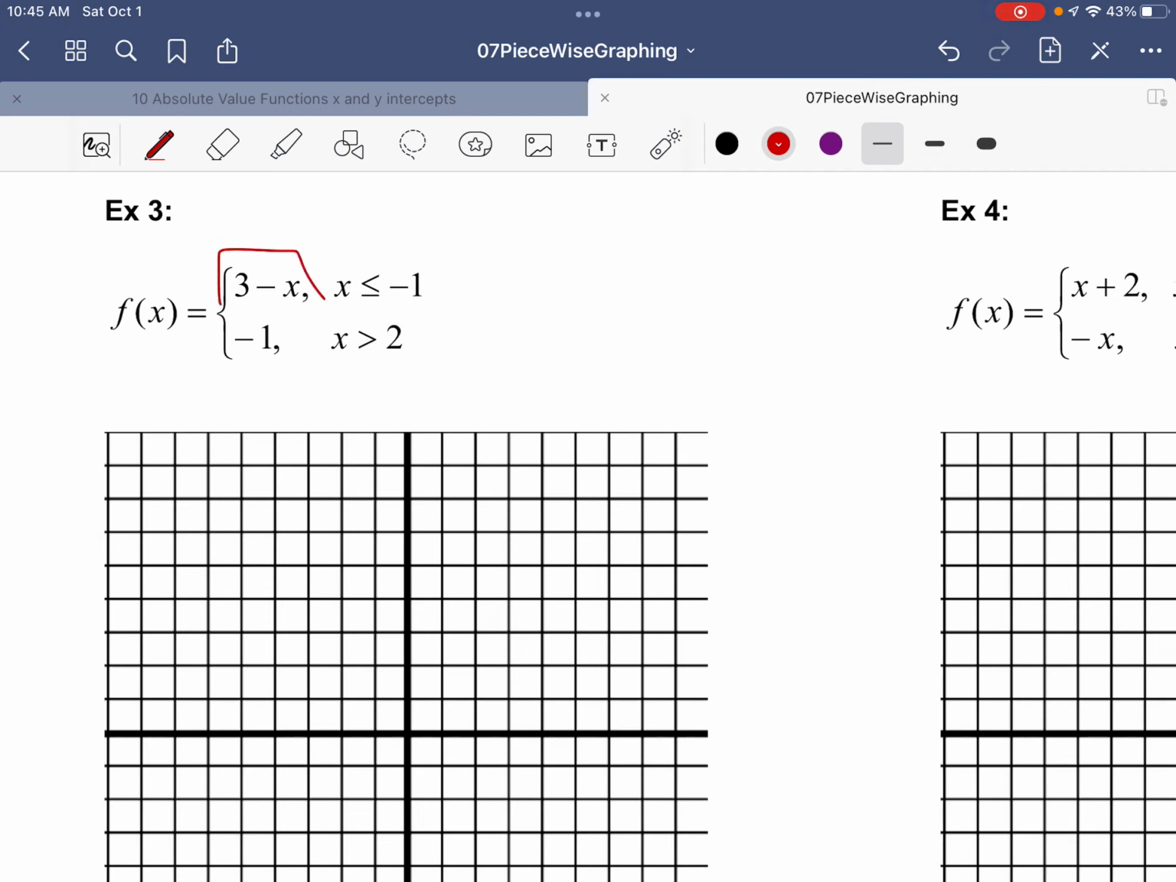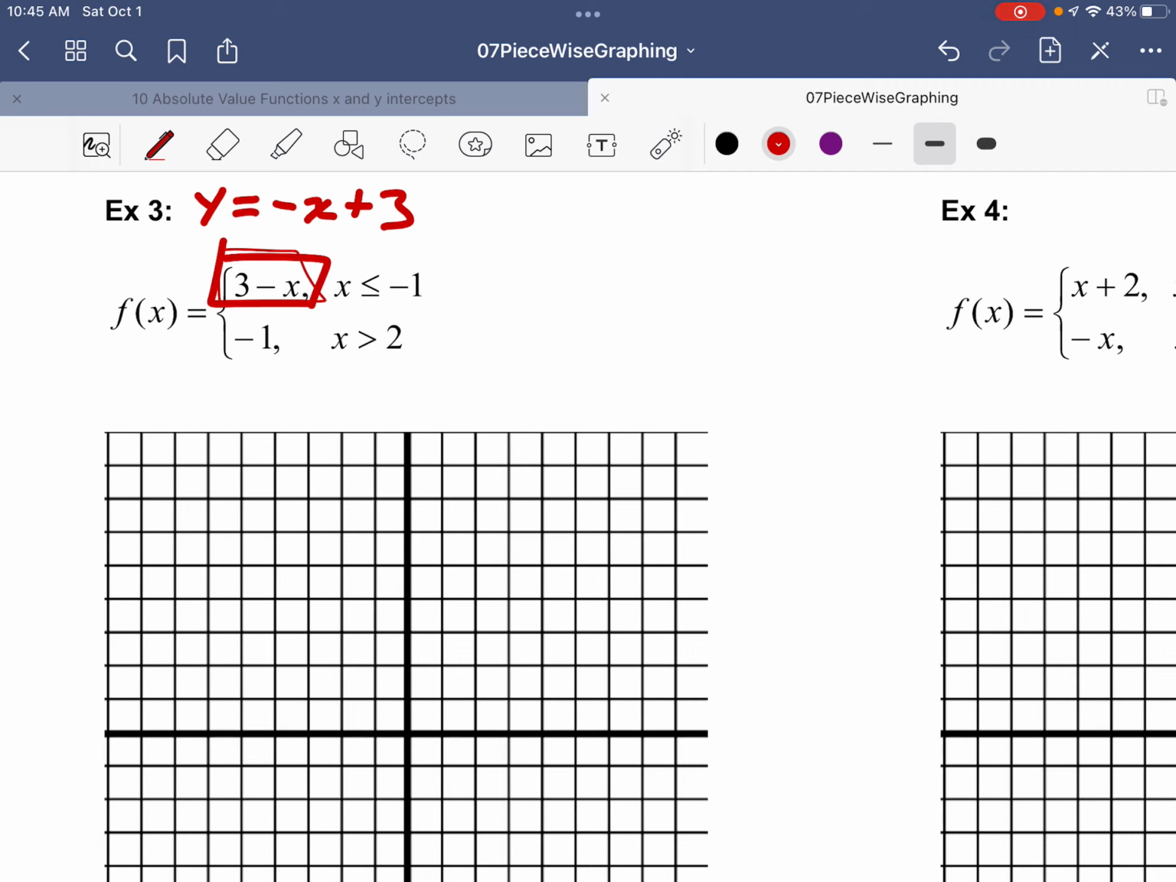First thing you want to realize is that 3 minus x is actually a full line. It's actually a full equation. Maybe to help describe it a little bit, we could rewrite it in the mx plus b format. If it helps you, we can rewrite it as y equals -x plus 3. It's still the same equation. We just put the x first, and we put the 3 second.